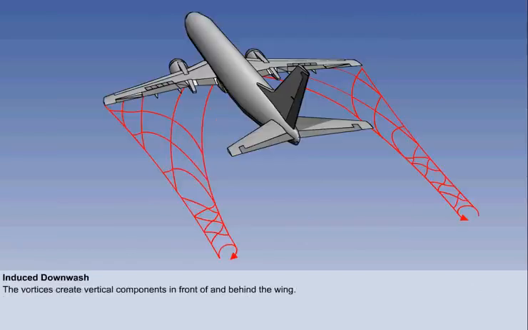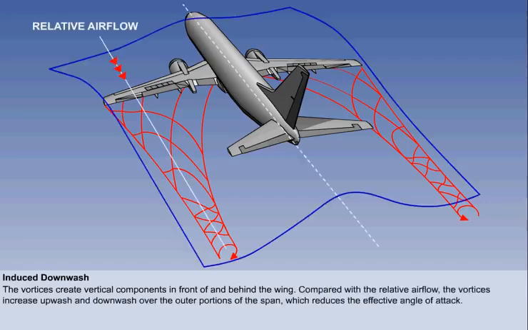Wingtip vortices create certain vertical velocity components in the airflow around the wing, both in front of it and behind it. Compared with the relative airflow, the vortices increase upwash and downwash over the outer portions of the span, which reduces the effective angle of attack.